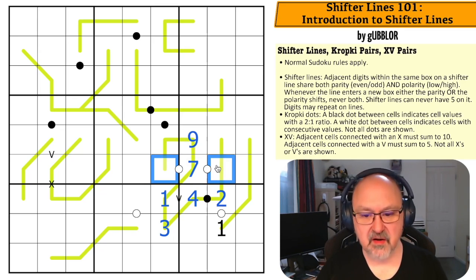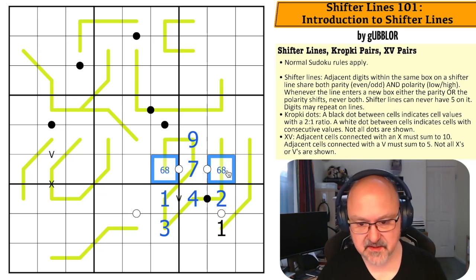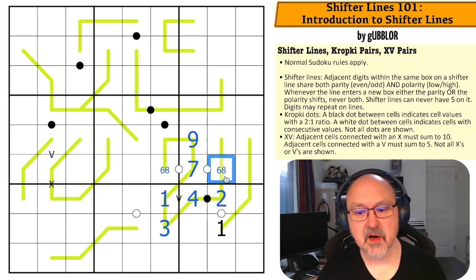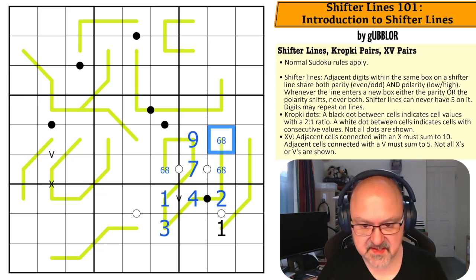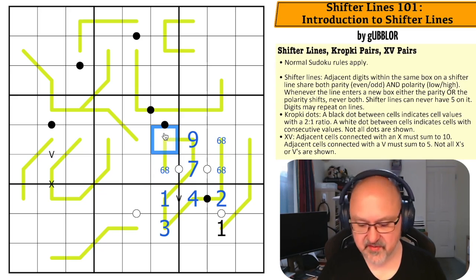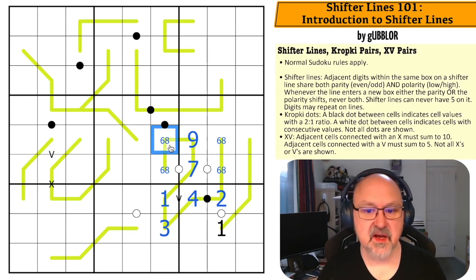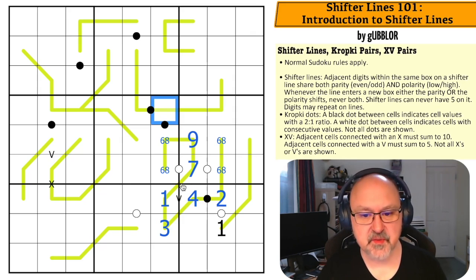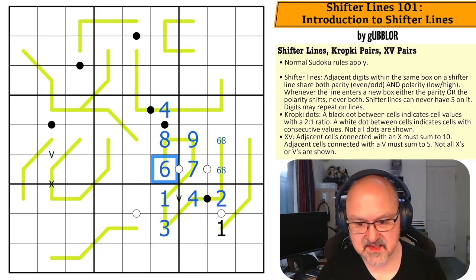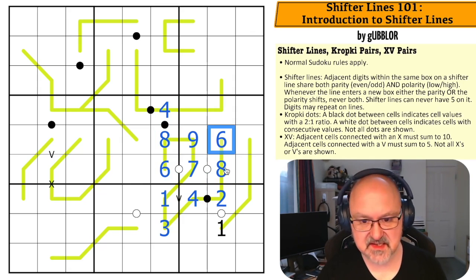Consecutive with 7, I have 6 and 8. Which means this is high and even, which means this isn't low odd, this is high even, this is 6, 8. If this is a 6, by the black dot, the only thing that is in a 1 to 2 relationship with 6 is 3, so this would be 3, and it can't be. So this is 8, this is 4, this is 6, so this is 8, and this is 6.